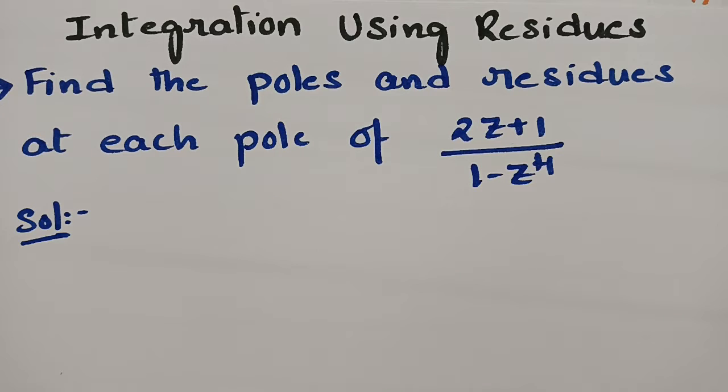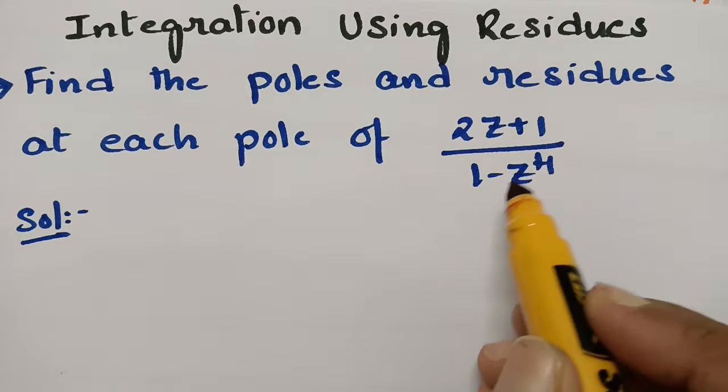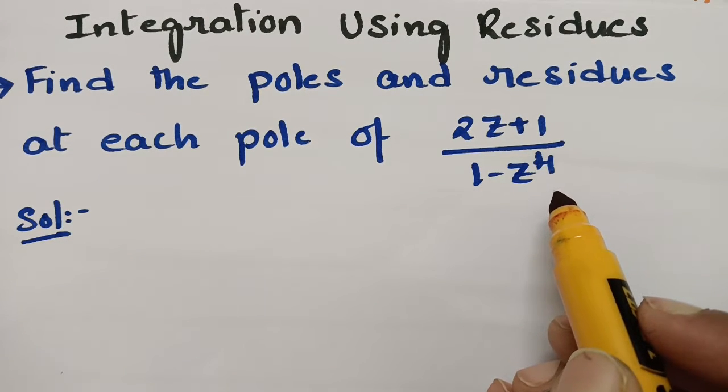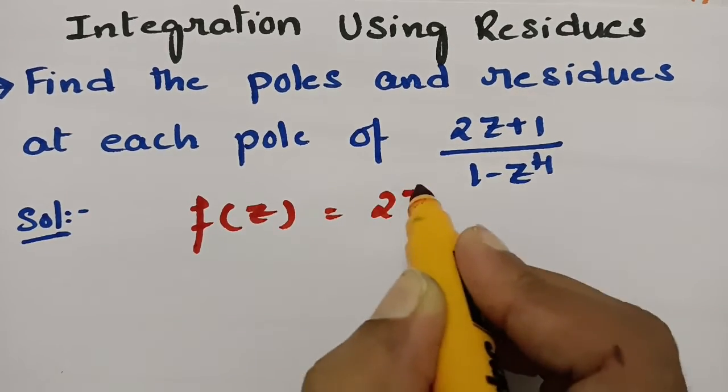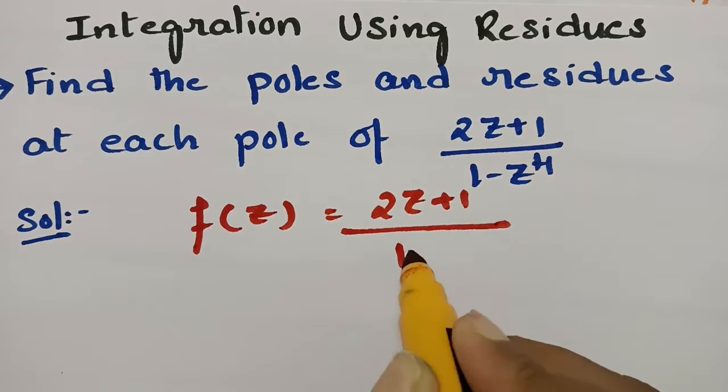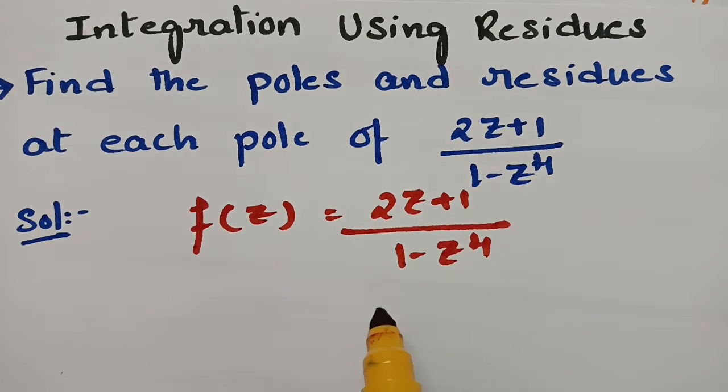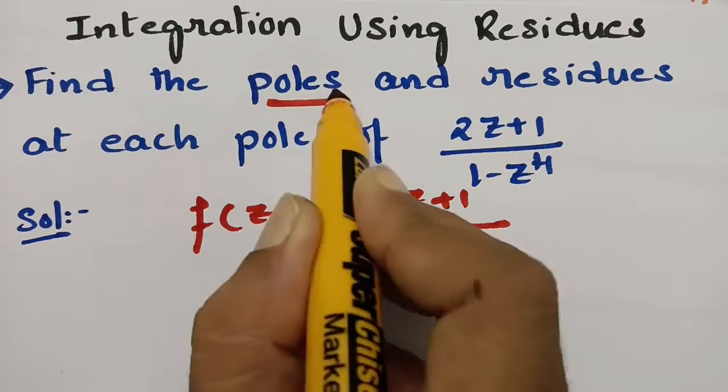This video is on integration using residues. In today's video, we are going to find out the poles and the residues at each pole of (2z + 1)/(1 - z^4). So clearly our f(z) is given as (2z + 1)/(1 - z^4). Now for this function we have to find the poles.